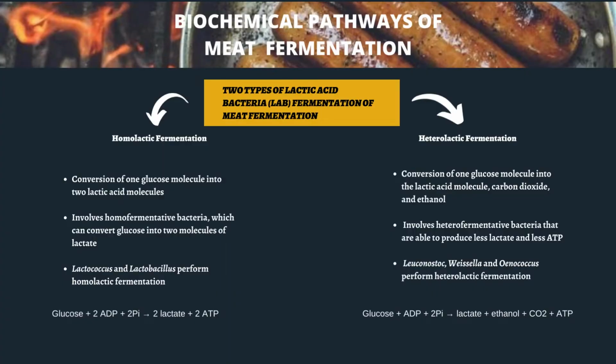We need to know that the biochemical pathway of the meat fermentation is lactic acid bacteria fermentation, which is known as LAB fermentation. There are two types of LAB fermentation, which are homolactic and heterolactic. In homolactic, it involves the conversion of one glucose molecule into two lactic acid molecules. Meanwhile, heterolactic involves the conversion of one glucose molecule into a lactic acid molecule, carbon dioxide, and ethanol.